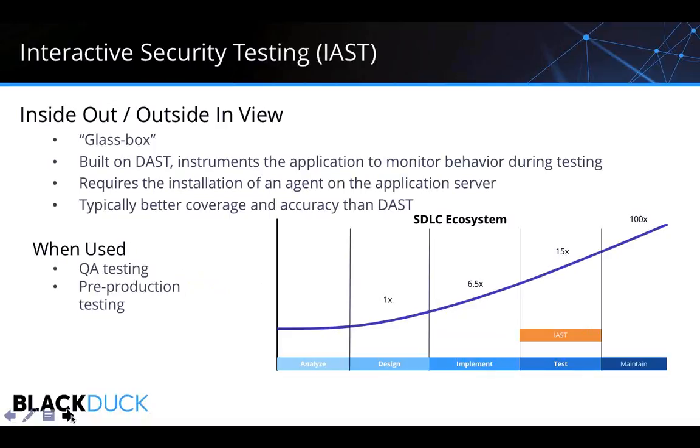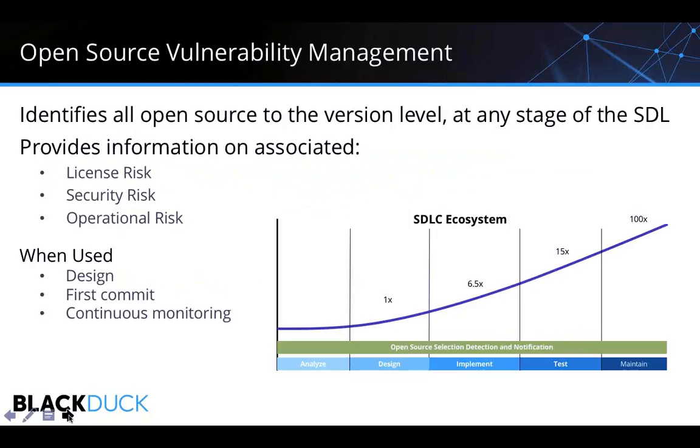IAST, or interactive application security testing, is trying to combine those two. So the vendors refer to these not as white box or black box, but as glass box. Essentially what you're doing is instrumenting an application so that as you go through your QA testing, you can monitor the behavior of the application as it's running and identify different security issues. So again, it requires a running application, so very late in the SDLC where it's going to be more expensive to remediate issues. Kind of a nascent market, but we're seeing a lot more adoption of it.